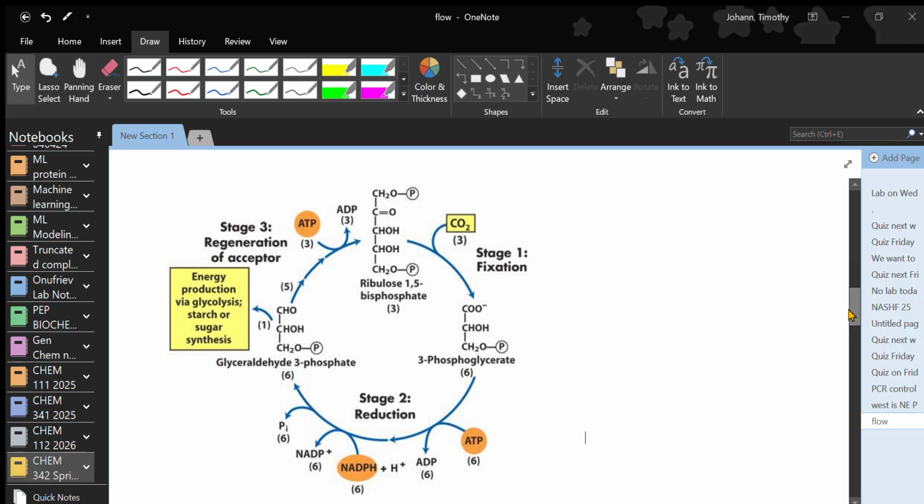Okay, the dark reactions. So the dark reactions of photosynthesis occur in the stroma. Can you guys see that in the back, or should I make it bigger? What? You can see it, Jacob? Okay.